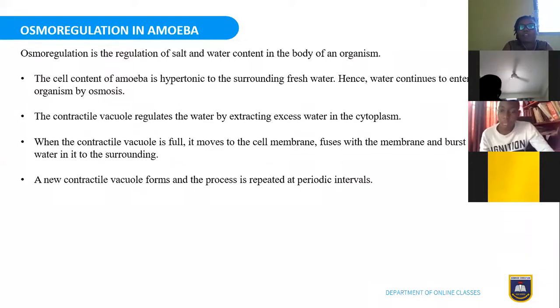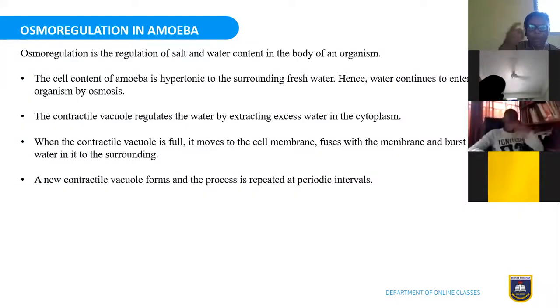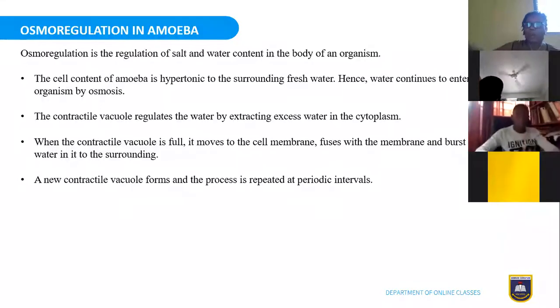Now, when the contractile vacuole extracts all the excess water from the amoeba, it quickly moves to the surface membrane of the amoeba. At that surface membrane, a portion of the membrane breaks up to allow the contractile vacuole to release the water that it has extracted from the amoeba to the external environment. So the cycle keeps on going like that. When it has released and the water and salt content is okay, then it relaxes.